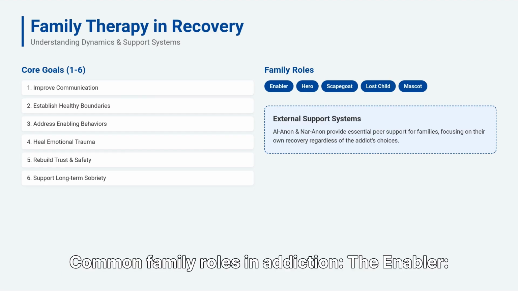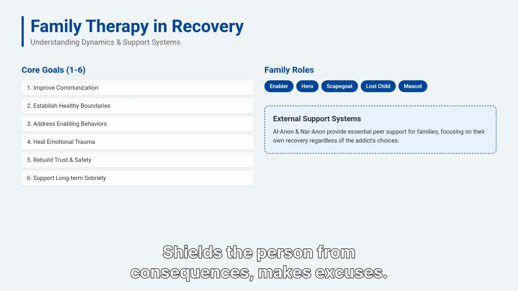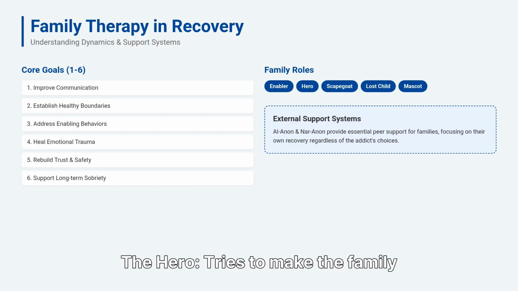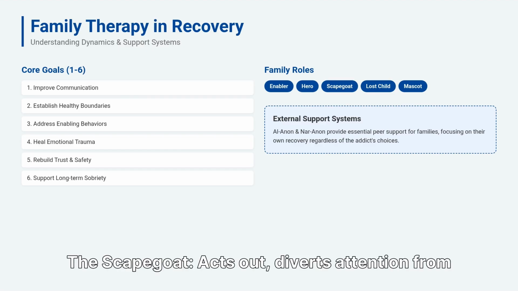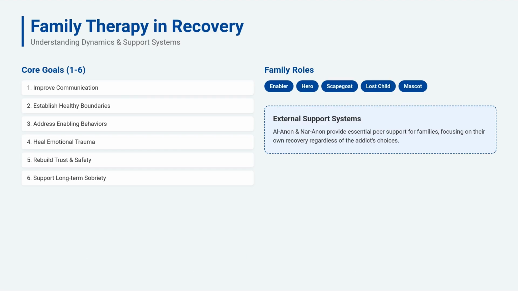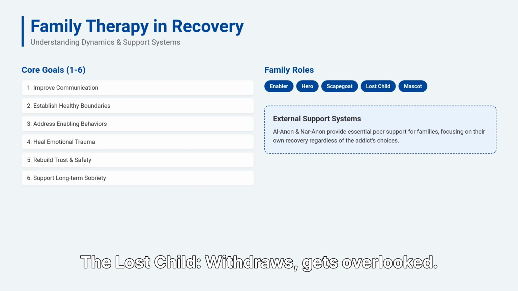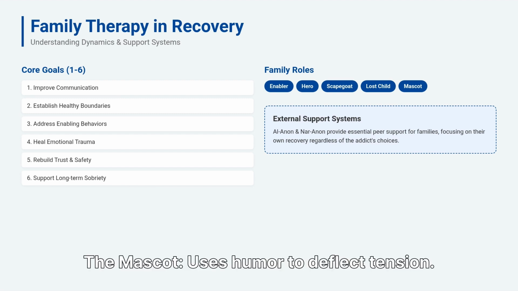Common family roles in addiction. The enabler shields the person from consequences, makes excuses. The hero tries to make the family look good, overachieves. The scapegoat acts out, diverts attention from the real problem. The lost child withdraws, gets overlooked. The mascot uses humor to deflect tension.